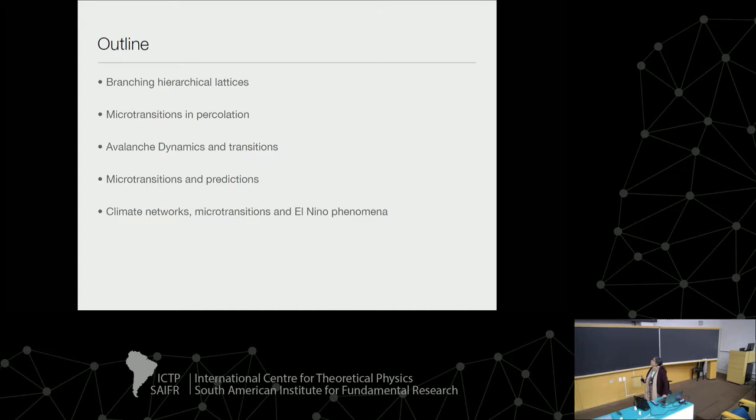I'm going to talk about microtransitions in two different contexts. The first is avalanche dynamics on branching hierarchical networks. I'm going to use microtransitions, which I will define shortly, to make predictions for critical values at which phase transitions can be seen in these networks. And next I'm going to apply this to a practical problem: climate networks. Since you have already heard the first talk, there's been a very nice introduction to what climate networks are, so I won't have to spend too much time on it, although my networks are a little different.